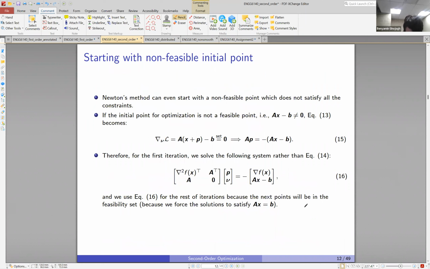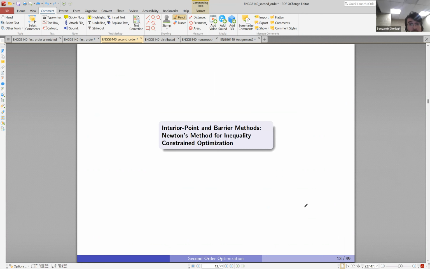And then we said it can also handle starting with a non-feasible initial point, and if the optimization is a convex optimization problem, we know that after the first iteration, all of the iterations will be feasible. So we can handle non-feasible points in Newton's method as well.